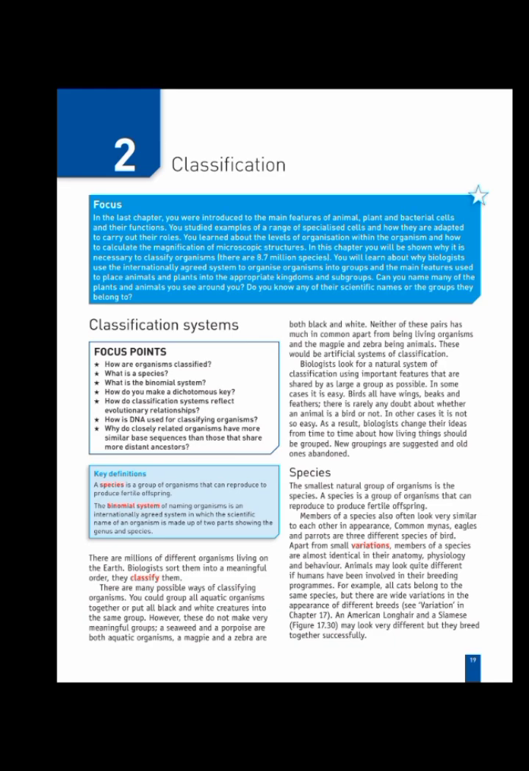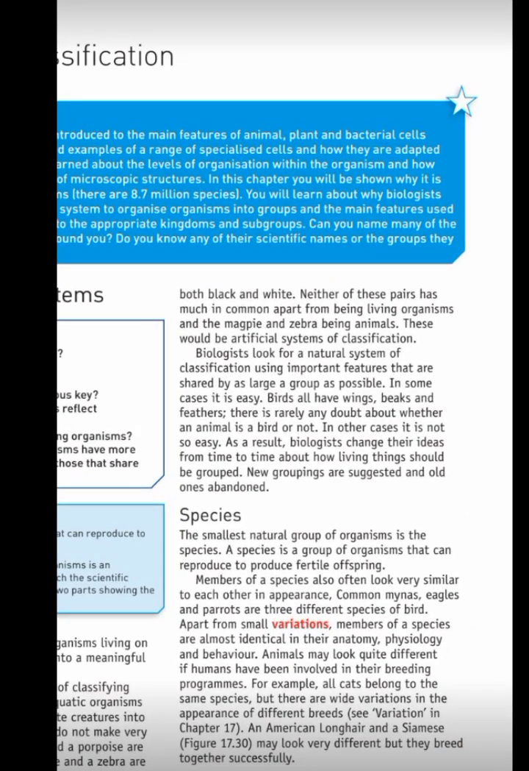Next, we will discuss the species. The species is the smallest natural group of organisms. A species is a group that can produce fertile offspring. It is the basic definition of the species, that a species is a group which can produce fertile offspring. Members of a species usually look similar, have similar structures and show similar behaviors. For example, the common myna, eagle and parrot are all birds, but they are different species. So these are not grouped together because some of their characters are different.